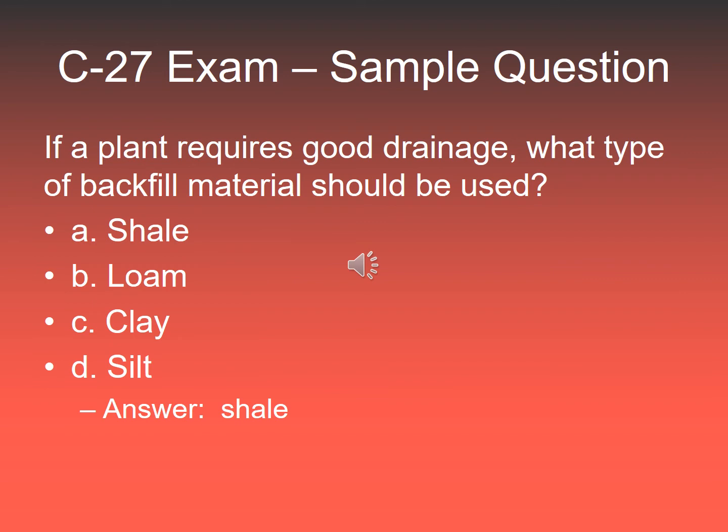If a plant requires good drainage, what type of backfill material should be used? Shale, loam, clay, or silt? Well, silt and clay are fairly small particles and they will get pretty compacted, so they're not going to be very well draining. Loam is well draining, but not as a backfill material. Backfill is not a topsoil. Backfill is to fill in areas for the subsoil where the contour of the land needs to be filled in. So something like shale would be better to underlie the topsoil where the plants are that need good drainage.